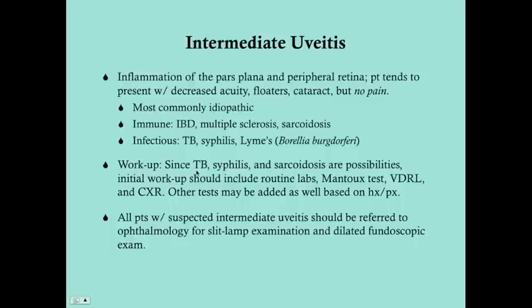The workup is pretty much the same. You're going to get a TB test, you'll get a VDRL, you should get a chest x-ray, as well as routine labs, and then other tests based on the history and physical. So you're really just going on what your common causes are. That's TB, syphilis, sarcoidosis, as well as some of these immune causes. All patients who have suspected intermediate uveitis, again, should be referred to ophthalmology for the slit lamp examination and for a dilated fundoscopic exam.